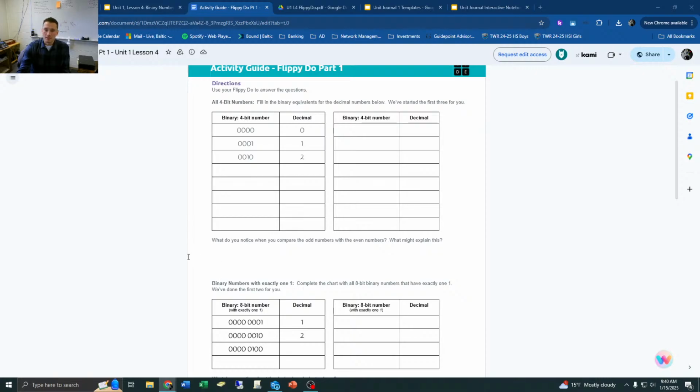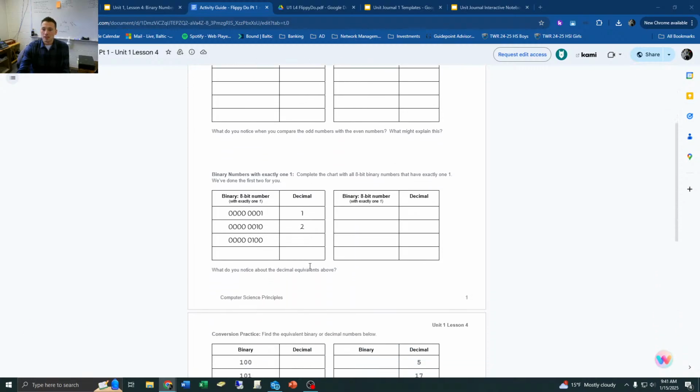Put a couple sentences, 2, 3, 4 sentences in there explaining that. Next, we've got binary numbers with exactly one 1. Complete the chart with all 8-bit binary numbers that have exactly one 1. We've done the first two for you. So we've got a 1 in here, so I should have 7 zeros and one 1. Okay, so we should have our binary representation of that.